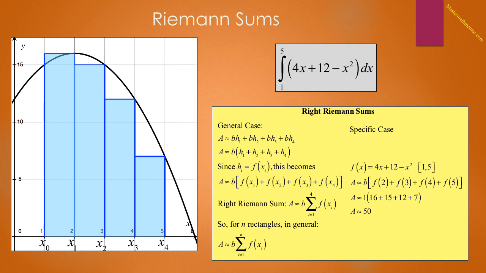And when we use the specific example, we get A is equal to 1 times the quantity 16 plus 15 plus 12 plus 7, and that gives 50. So for n rectangles in general, the Riemann sum formula is A is equal to b times the summation from i equals 1 to n of f of x sub i.